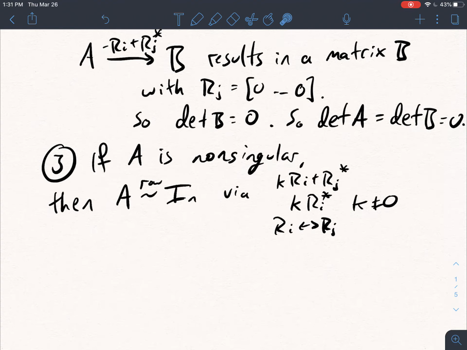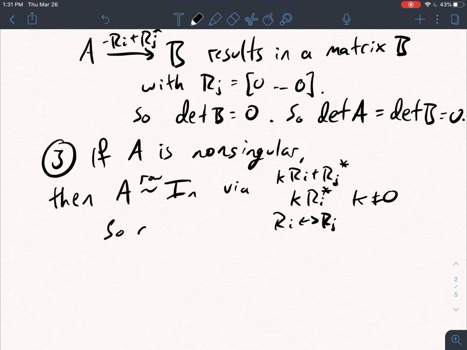And the last thing that we can do is swap rows, and that just multiplies the determinant by -1. So anyway, since A row reduces to the identity matrix and the identity matrix has determinant not equal to 0, then A had to also have determinant not equal to 0. Great.